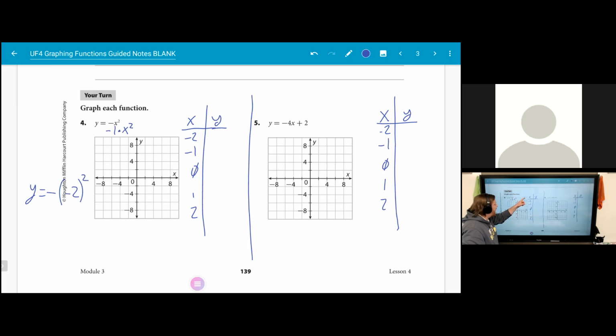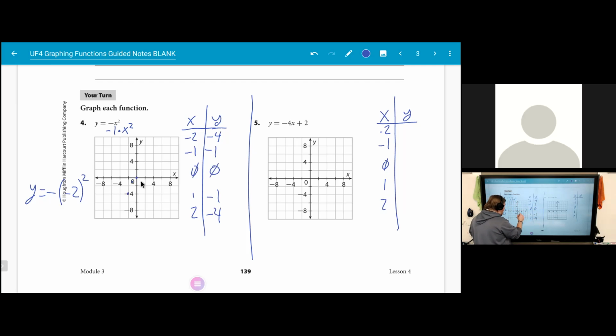So x squared is 4. 4 times -1 is -4. So (-2, -4). -1 squared, -1 times -1, is +1. +1 times -1 is -1. So (-1, -1). 0 squared is 0, and 0 times -1 is still 0. 1 squared is 1. 1 times -1 is -1. 2 squared is 4. 4 times -1 is also -4.